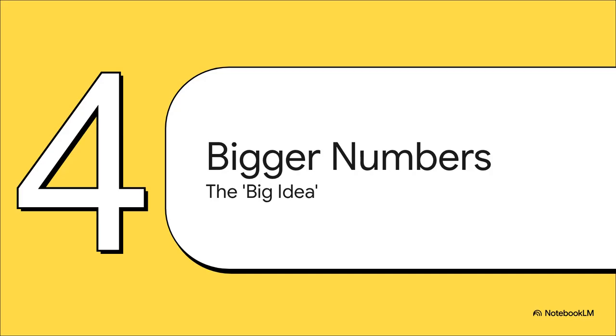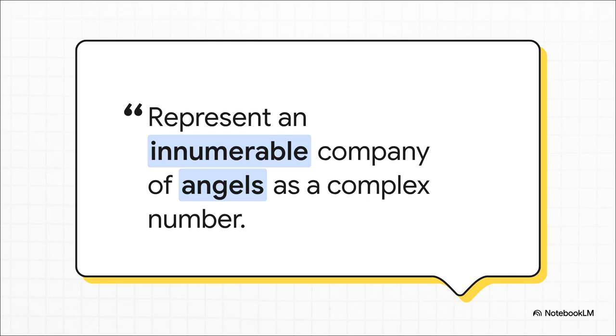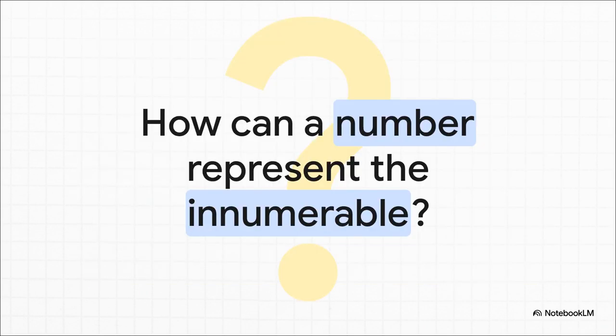All of these examples are building up to one single point, something the lesson itself calls the big idea. And it's about so much more than just finding a cool way to write numbers. It's about fundamentally expanding how we think about what a number can even be. And that big idea is just perfectly captured in this final homework assignment. The students are asked to take this idea, an innumerable company of angels, and somehow represent that as a complex number. Whoa. I mean, that just leads to this fantastic, mind-bending question, doesn't it?